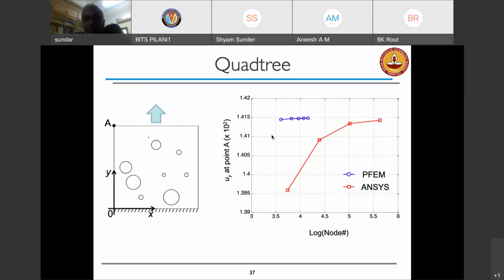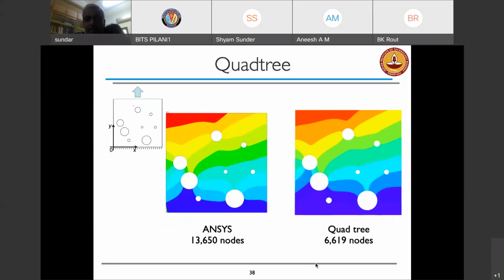So you can see that the polygonal finite element method is already converged. The results do not vary much when you compare with the finite element method. So that's a huge saving in computational time. So now if you look at the displacement contour, it looks roughly the same, the left and the right, from ANSYS and the quadtree decomposition.